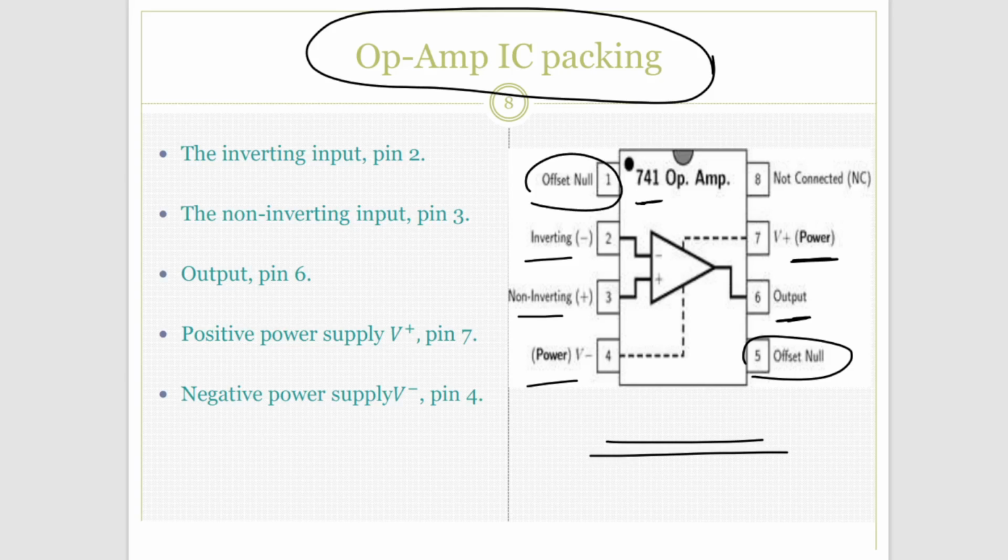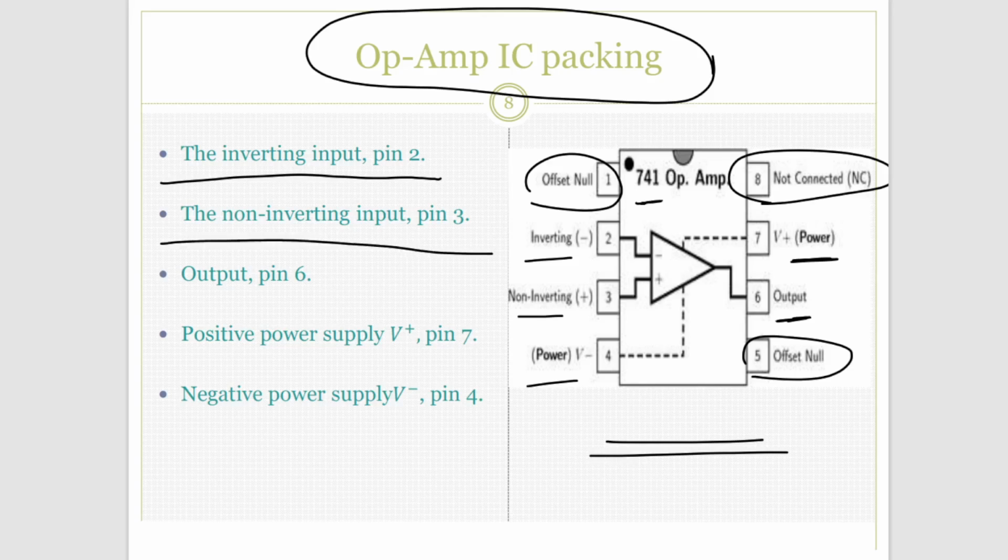That means these two pins are not connected to anything, because they aren't connected inside the IC, and the same goes for this pin. The inverting input is pin number 2. The non-inverting input is pin number 3. The output is pin number 6. The positive power supply is pin number 7. The negative power supply is pin number 4.